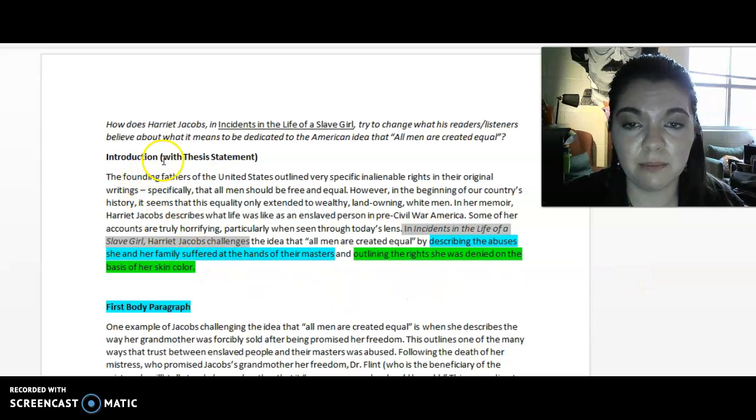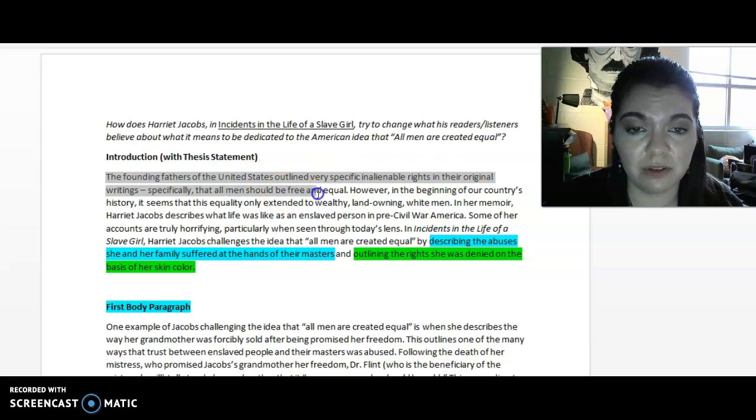This here is a sample introduction paragraph. As you can see, the first two sentences are the hook. It says, the founding fathers of the United States outlined very specific unalienable rights in their original writings, specifically that all men should be free and equal. However, in the beginning of our country's history, it seems that this equality only extended to wealthy land-owning white men. That's the very first sentence or two of your introduction paragraph.